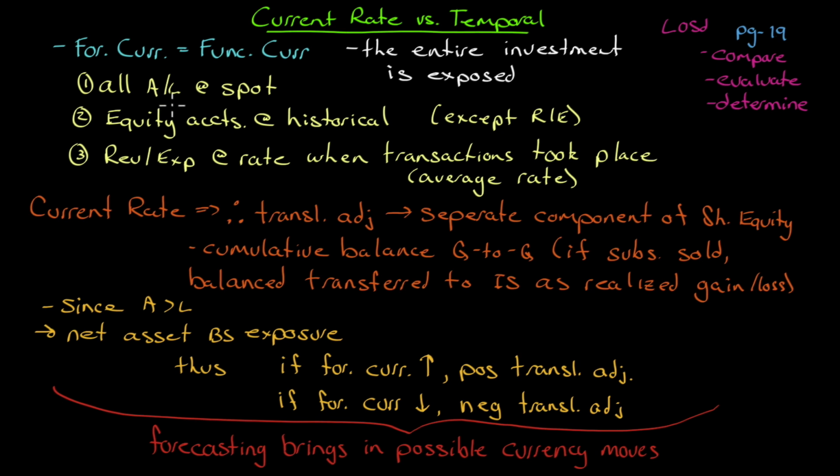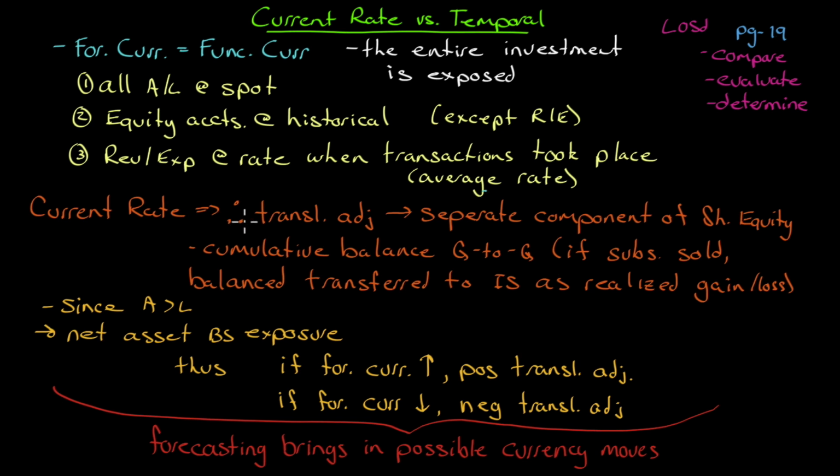All asset and liability accounts will be translated at the current rate. Equity accounts at historical rates, except retained earnings. We'll do retained earnings at the end because it's a little tricky. And revenue and expense accounts are translated at a rate when the transactions took place. Because remember, an income statement spans a whole year. Well, some of those transactions took place a year ago when rates were different. Some took place 11 months ago, and 10 months, 9 months, 8 months. Typically, you use an average rate for the year to translate the income statement accounts.